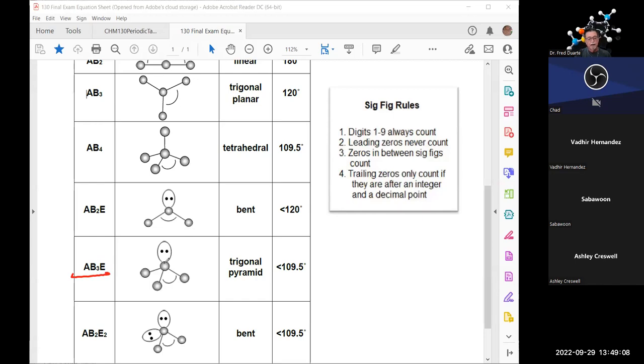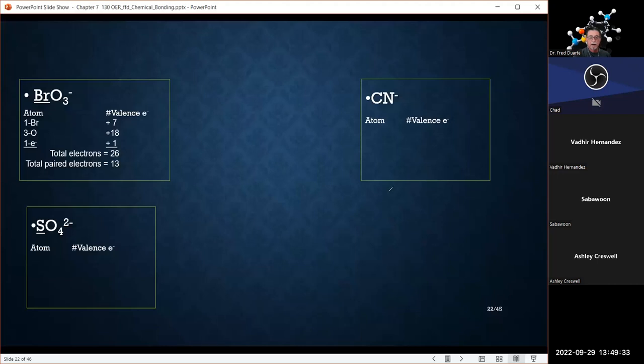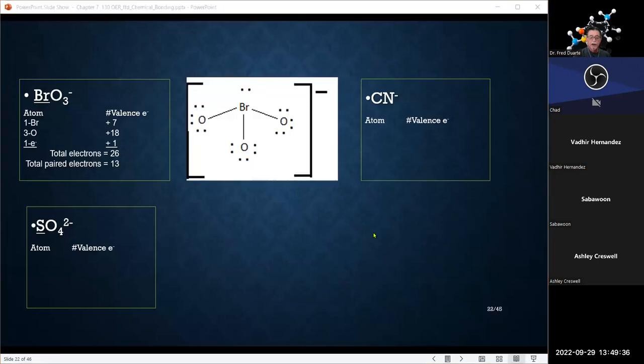So here we got the bromine in here, and then we got the 3 oxygens around, and then that lone pair on the bromine, and then we put that bracket around it and the negative charge. Its name is trigonal pyramid, and its bond angle is much less than 109.5. No different than what we've been doing, except we put a bracket around the structure and then its respective charge.